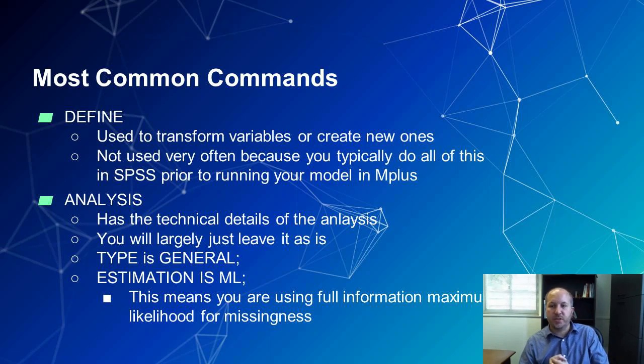Analysis, this one is important, but it's one you usually don't ever mess with. Until we get into a few things, you're really not going to. Once we get into dyadic analysis and moderation, you'll mess with this a little bit, but for the most part, you leave it just as is. And what you'll often see is type is general, estimation is ML. So ML is full information maximum likelihood, and general is typically how you leave it.